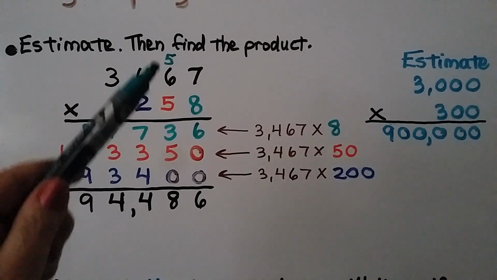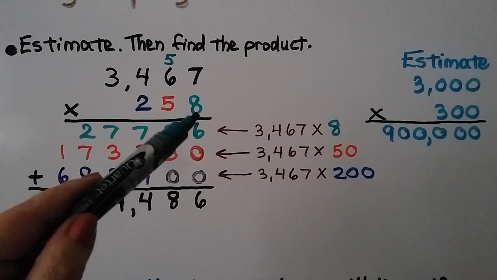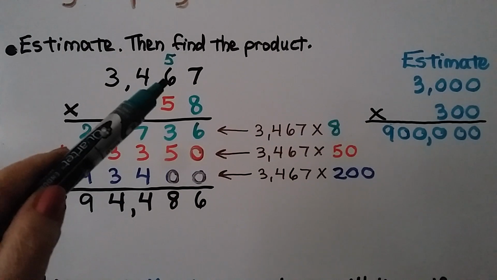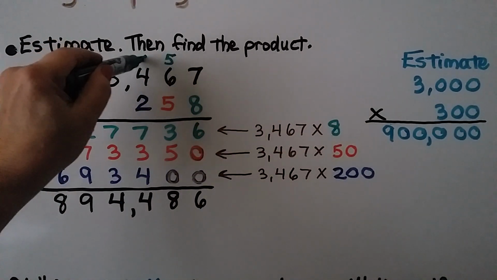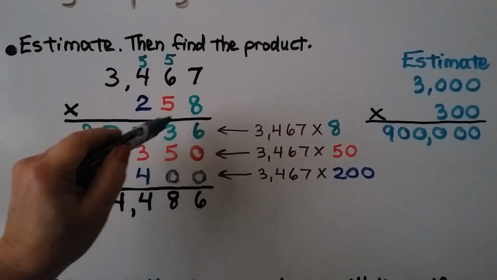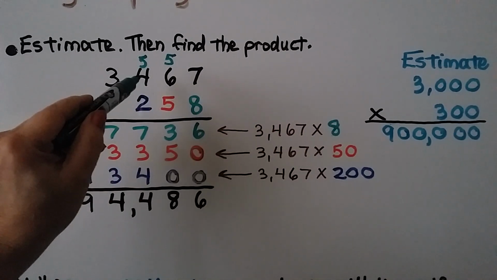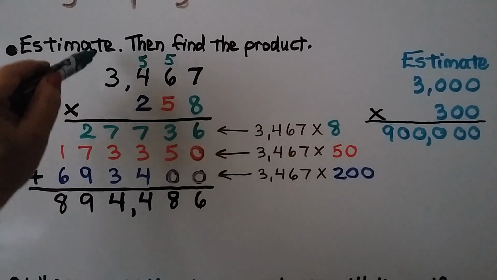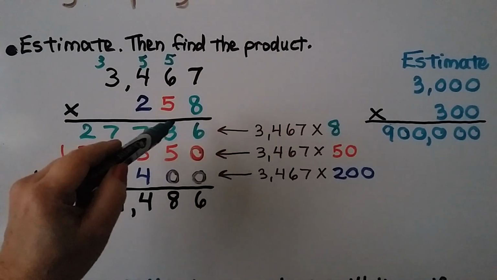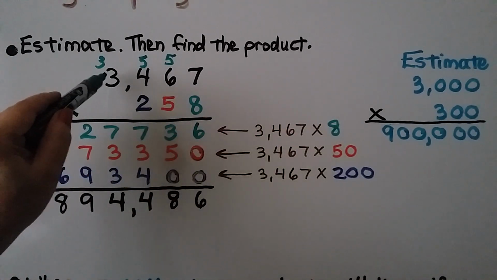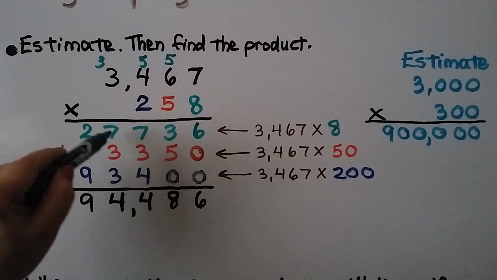We regroup the 5 and put the 6 down. Now we're going to do 8 times 6, which is 48, plus 5 more is 53. So we're going to regroup a 5, put this 3 here. Now we're going to do 8 times 4, which is 32, plus 5 more is 37. We're going to regroup the 3, put this 7 here. We're going to do 8 times 3 is 24, and 3 more is 27.